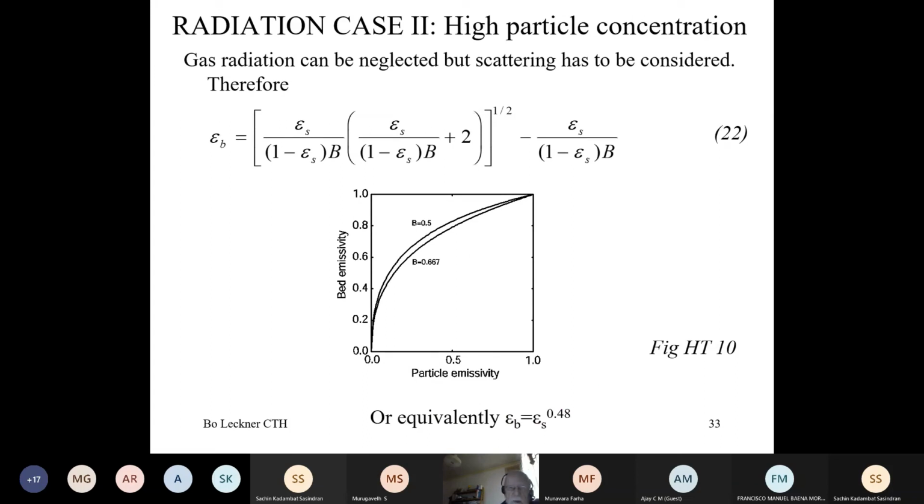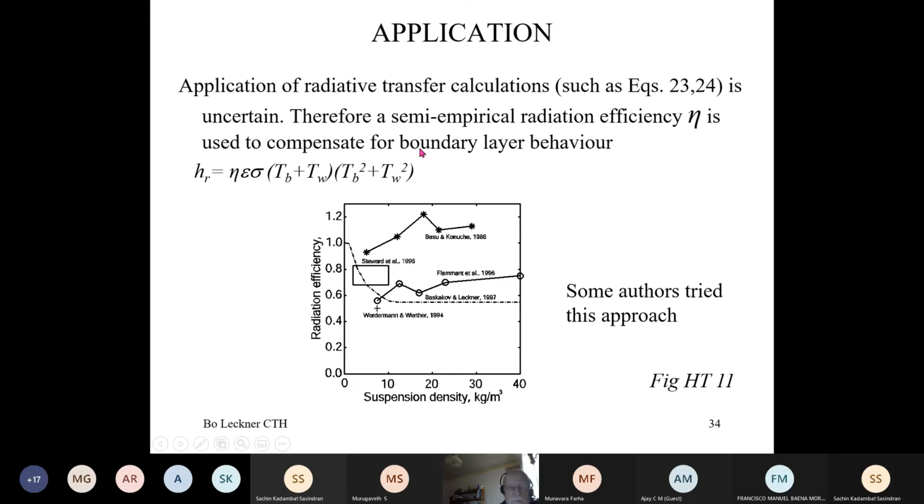Well, I said before that this emissivity of the particles is not necessarily emissivity of the bed. And I pointed out there is a formula like this. It can also be derived in a more elegant way from scattering between the particles. And these two formulas, fortunately, give the same results. So it is rather well known. It can be used for calculations.